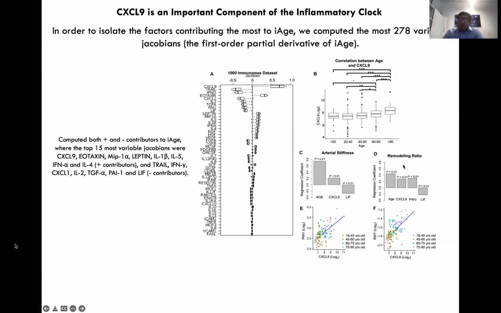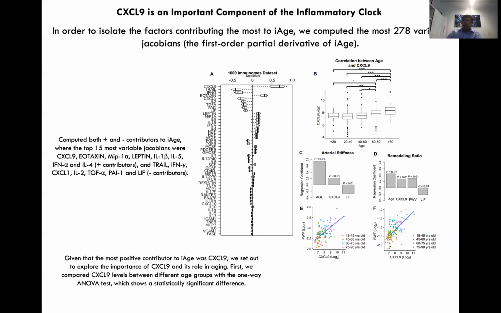And then we looked at cardiac remodeling, which is a component of cardiovascular dysfunction. And again, you can see that CXCL9 had a higher expression in older individuals who had cardiovascular dysfunction, suggesting that now we can correlate CXCL9 to some kind of vascular or cardiovascular dysfunction.